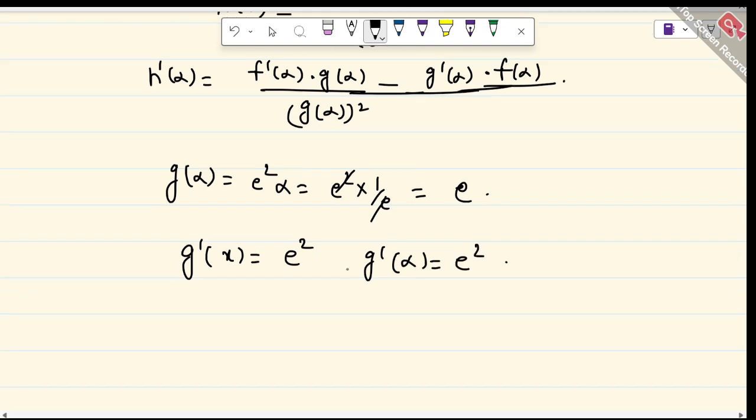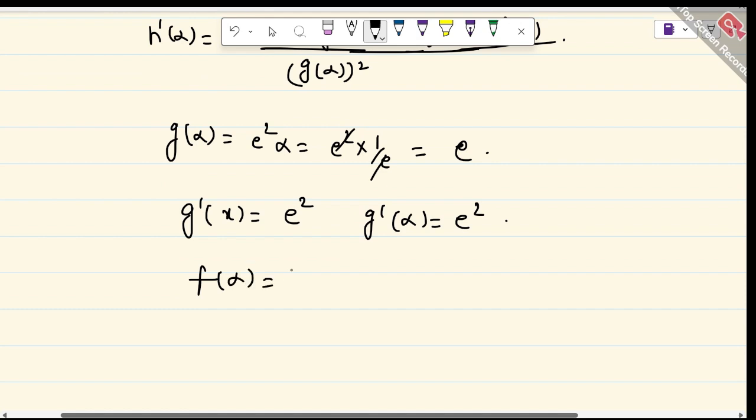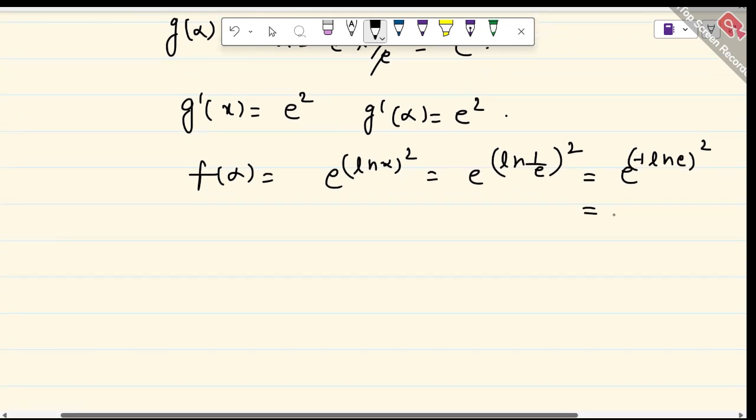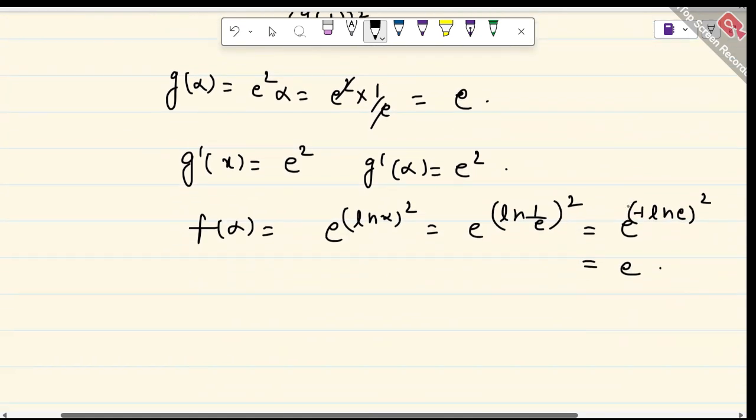Now f(α) is e raised to the power (ln α) whole square, and now ln α is ln of 1 over e, so this is e squared. So e raised to the power (−1 times ln e) whole square, so this is equal to e. So f(α) is e.